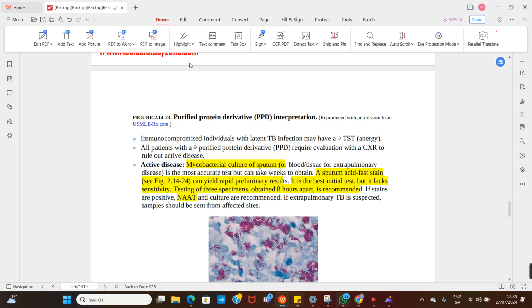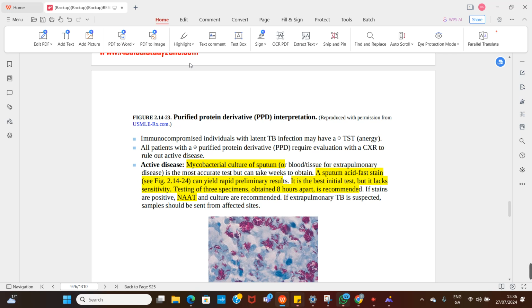So once you have confirmed that this person has active disease, the next thing you want to do is take a sputum culture. You induce the sputum and take 3 specimens, because your acid-fast stain is not very sensitive. So you have to take 3 different specimens and culture them.